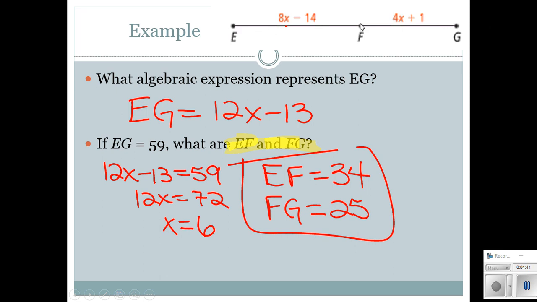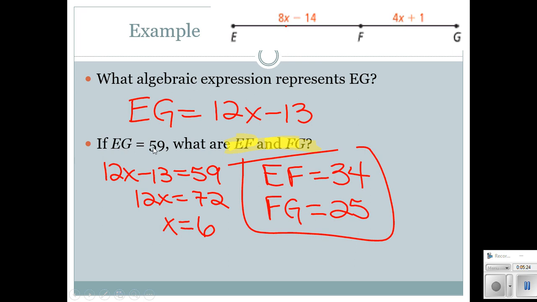If I add this to this, that's the entire thing. What algebraic expression represents EG? So what you're going to do is add these, then you get the whole thing, correct? So let's add these two expressions. 8x plus 4x is 12x. Negative 14 plus 1, negative 13. I just combine like terms, add these two things. So segment EG is 12x minus 13 because I added these two segments.